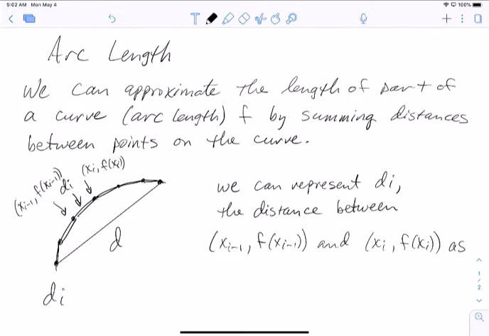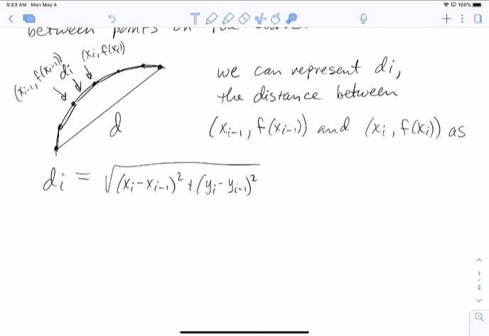d sub i can be expressed using our distance between 2 points formula. So d sub i is the difference in the x coordinates quantity squared plus the difference in the y coordinates quantity squared, all inside of a square root. And we can express that as the square root of delta x sub i squared plus delta y sub i squared, by multiplying and dividing by delta x sub i, but we have to be careful when we do that. I'll finish that thought in a minute.